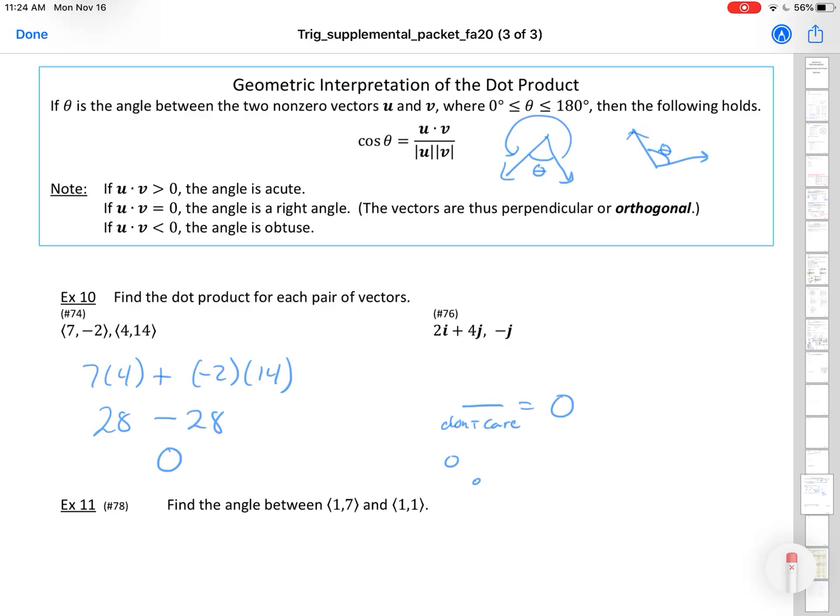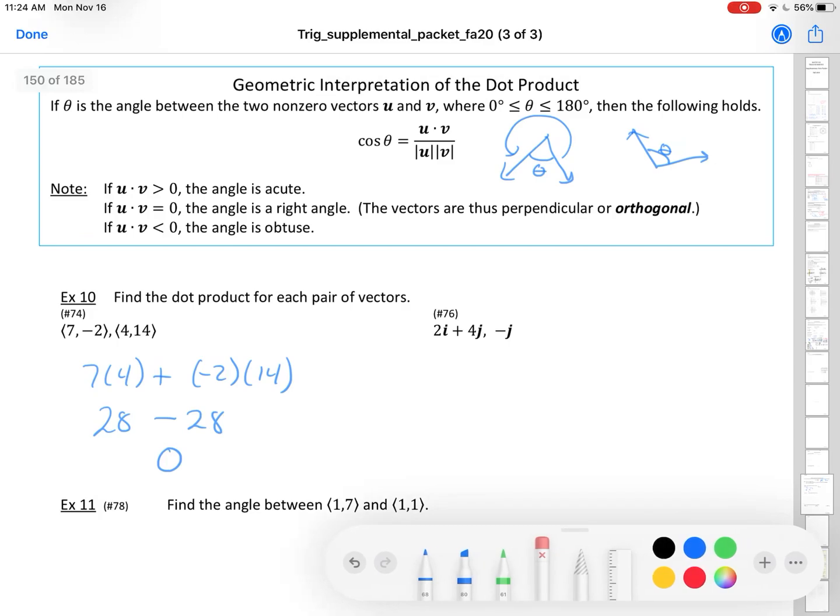Now, they didn't ask any of that. They just wanted to know the dot product. And so the work that I'm leaving is the answer to the question.